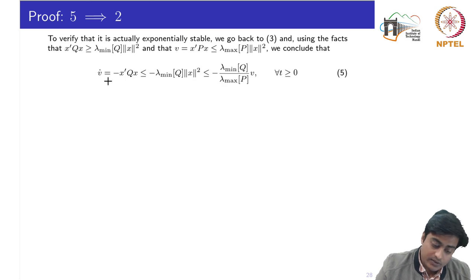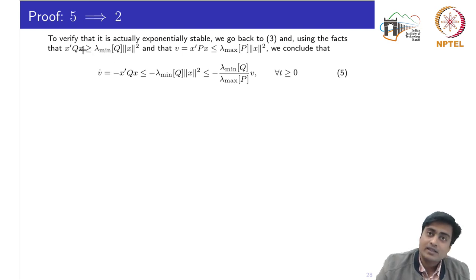So let's see. Computing the V dot, which is given by minus x transpose Q x from the relation 3, I can write that this part is less than or equal to minus lambda min of Q times norm of x squared. Why? Because both these quantities are positive. The norm of the vector is positive, and since Q is positive definite, the smallest eigenvalue of that matrix would also be positive.